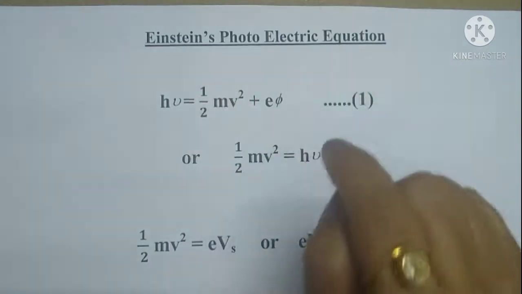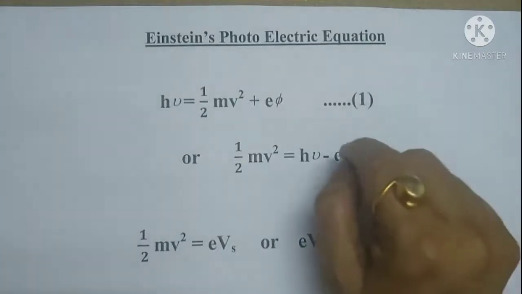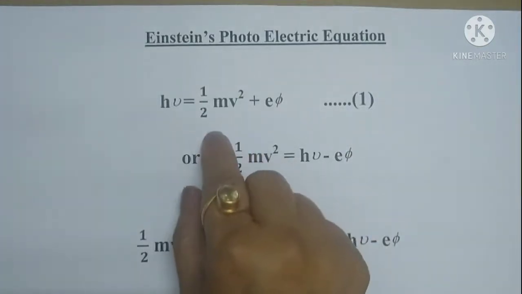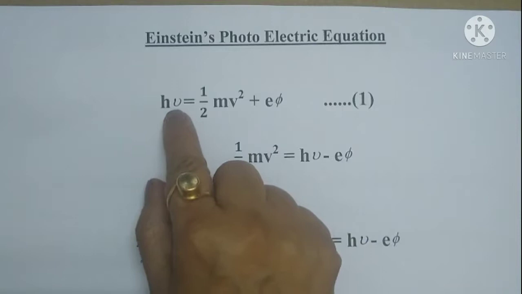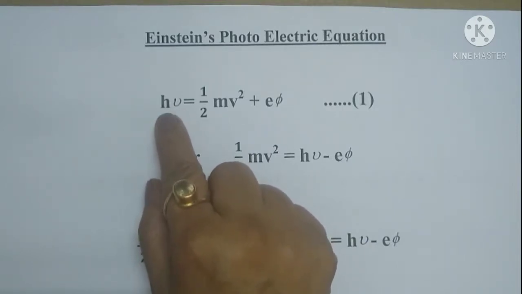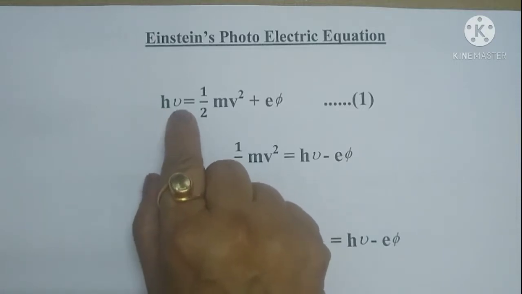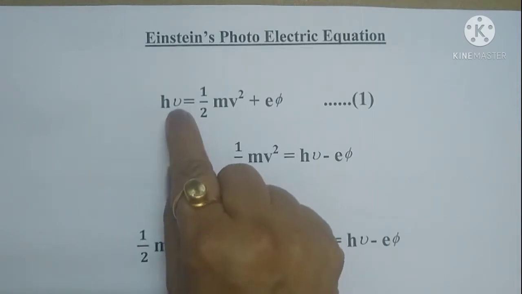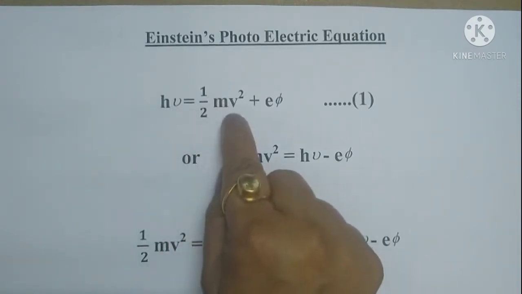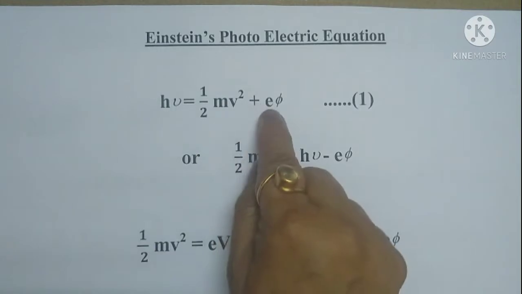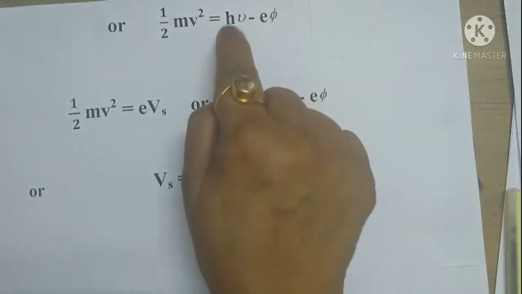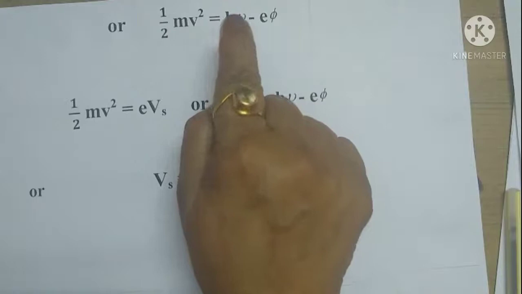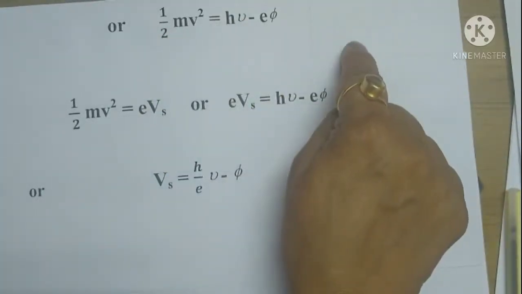So if a photon of energy h nu falls on a surface, energy of the photon h nu is used up in two ways, that is to eject it out from the metal surface, which is e phi part of it, and then to impart kinetic energy to the electrons emitted, which is equal to half mv square. Then we can also write half mv square is equal to h nu minus e phi.